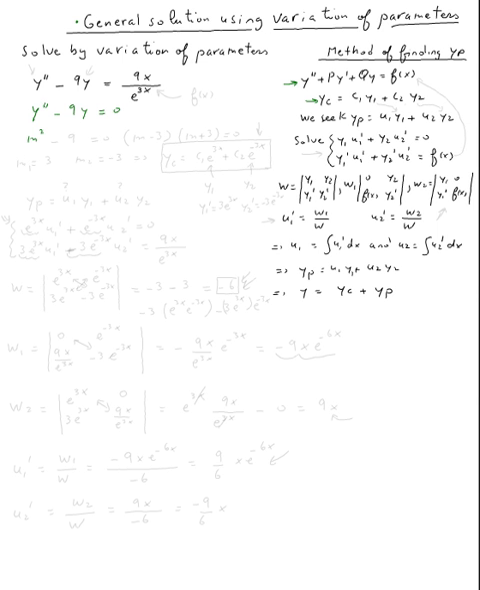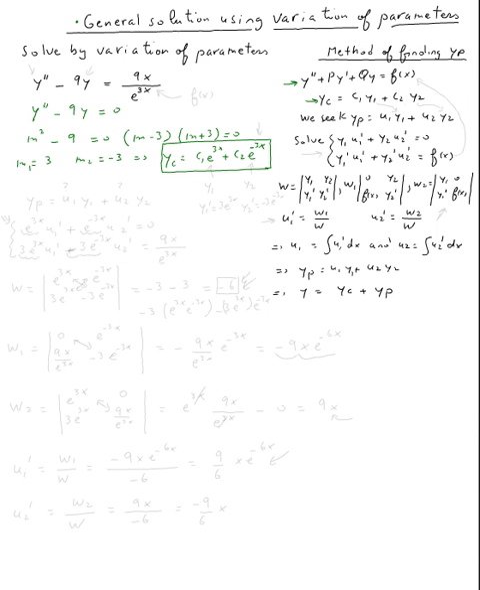Now the auxiliary equation is m squared minus 9 equals 0, which means (m minus 3)(m plus 3) is equal to 0. So m1 is 3, m2 is negative 3, which means yc is equal to c1 e to the m1x, which is 3x, plus c2 e to the m2x, which is negative 3x. So first we found the complementary function.